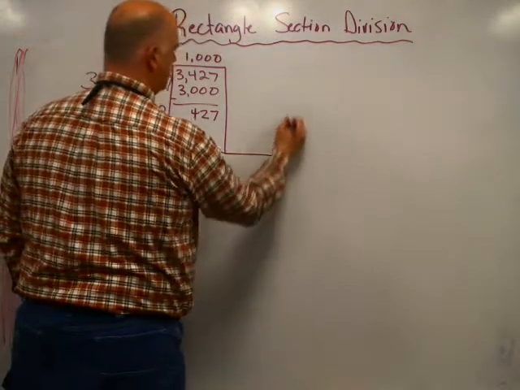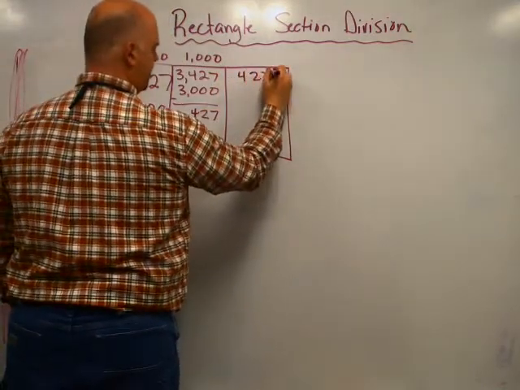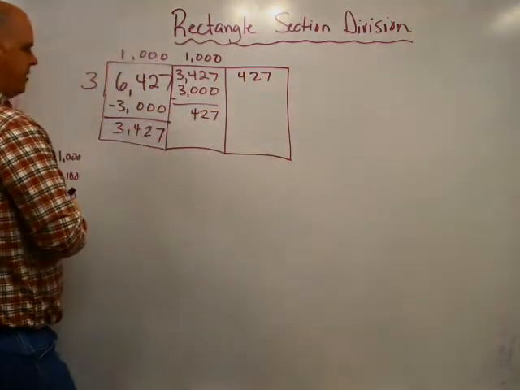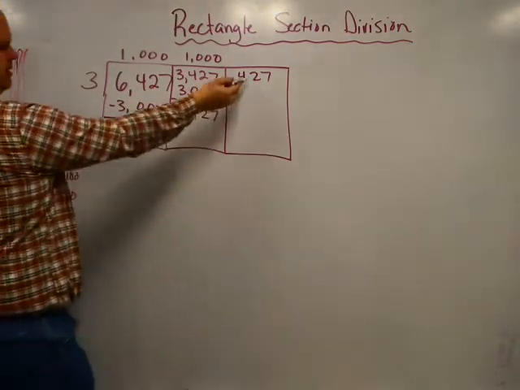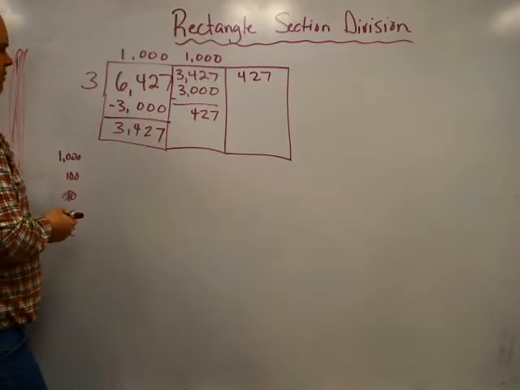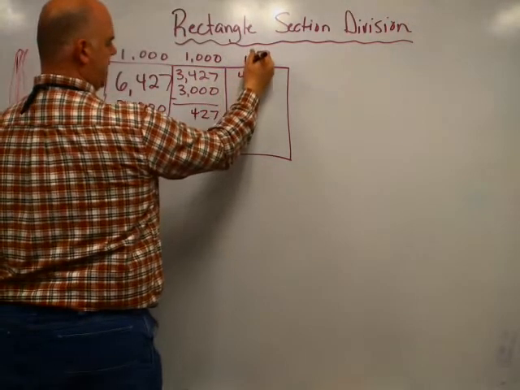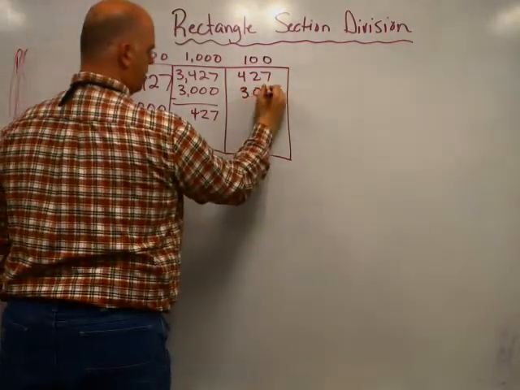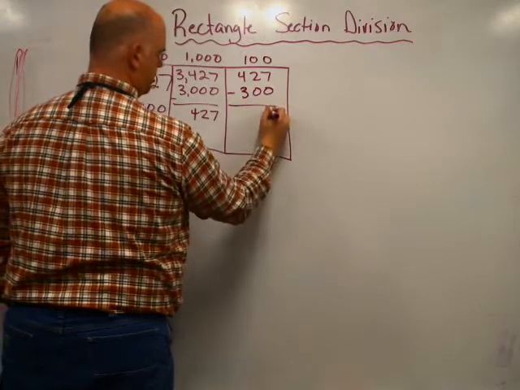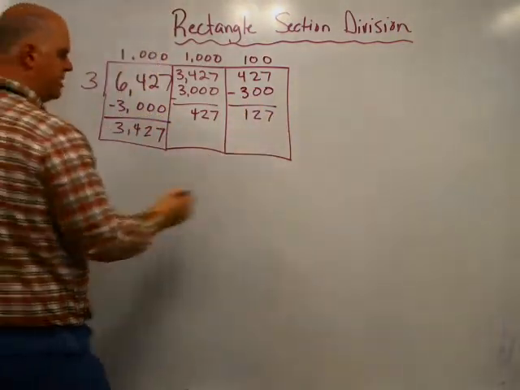So we go ahead and we do the rectangle over here again, and we move our 427 up here. So that's what we're starting with this time. And now we think, can I do 1,000 again? The answer is no, because it would be 3,000. That's way too big. So now we go down to 100. The hundreds. So can I do 100? Yes, I can. Because 100 times 3 would be 300. My subtraction. So 7, 2. So my answer is 127 left.